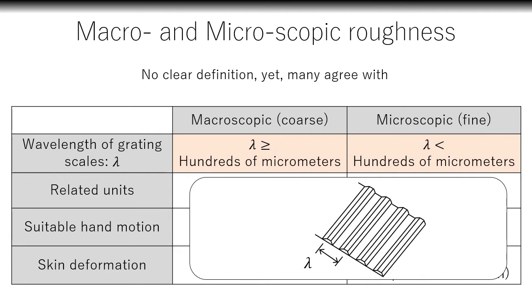These two types of roughness can be categorized by the surface wavelengths of grating roughness scales. The macroscopic roughness is characterized by wavelengths greater than a few hundred micrometers. The microscopic roughness is resolved by the smaller wavelengths.